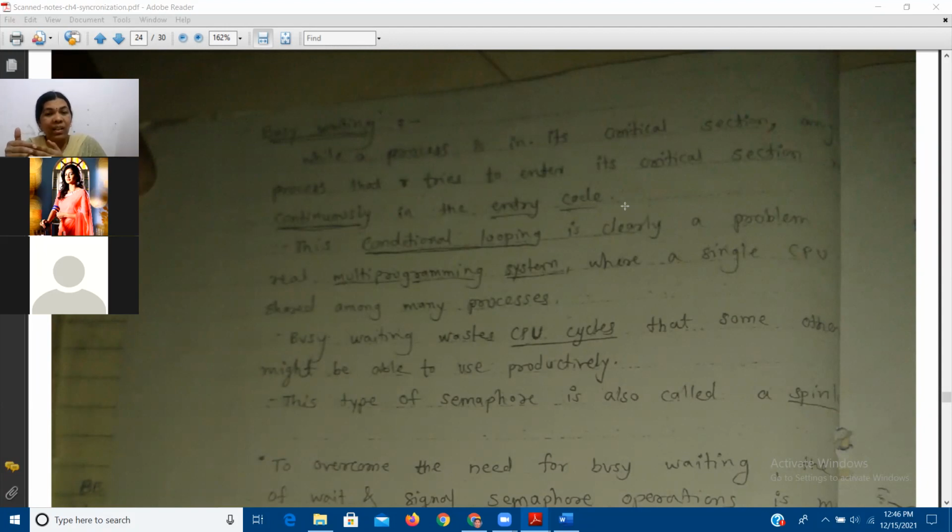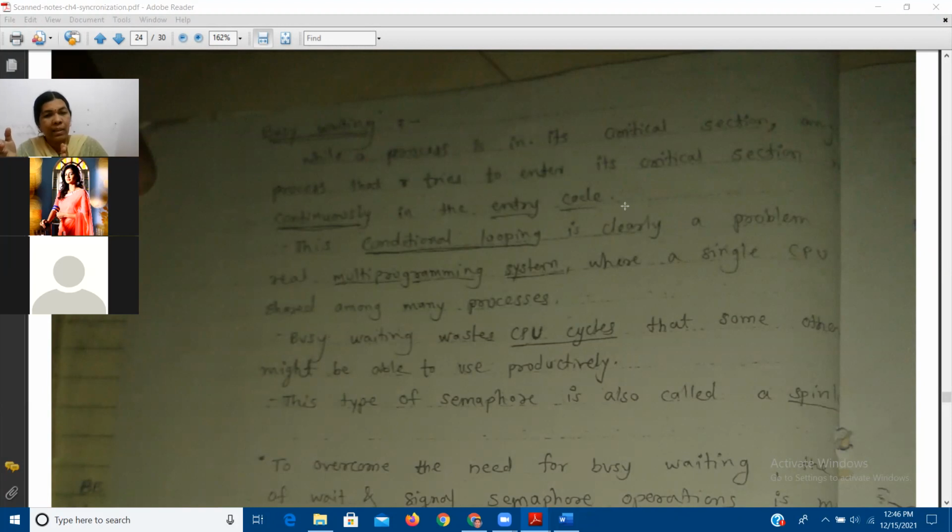So in the sense, they are executing the intersection, but they are unable to enter the critical section because one process is already there in the critical section. So what are they doing? They are in the running state, in the sense they are busy.